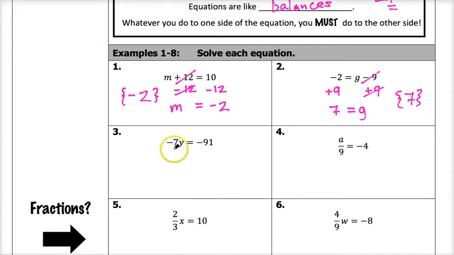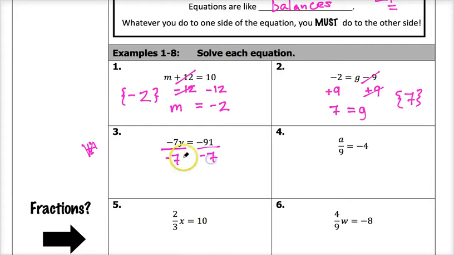Number 3, we have negative 7y equals negative 91. Negative 7y means negative 7 times y, so I'm going to undo the multiplication with division. When we show division when solving equations, you must include a fraction bar. Don't put this symbol right here. It looks too much like a plus sign. Okay, I want you to use the fraction bar when showing division.